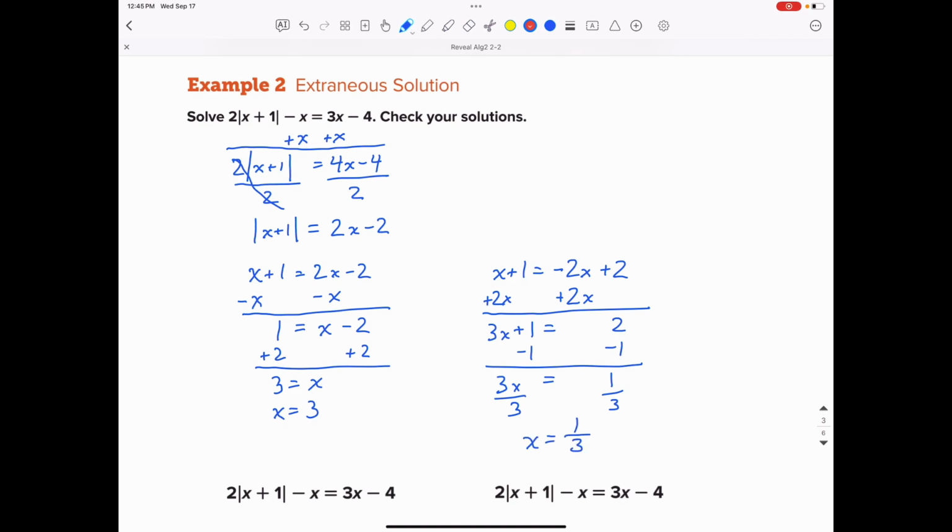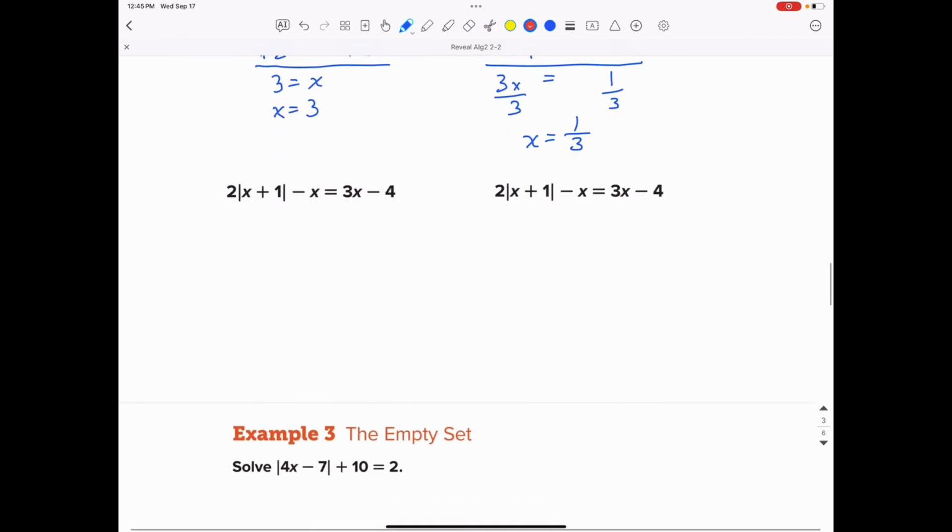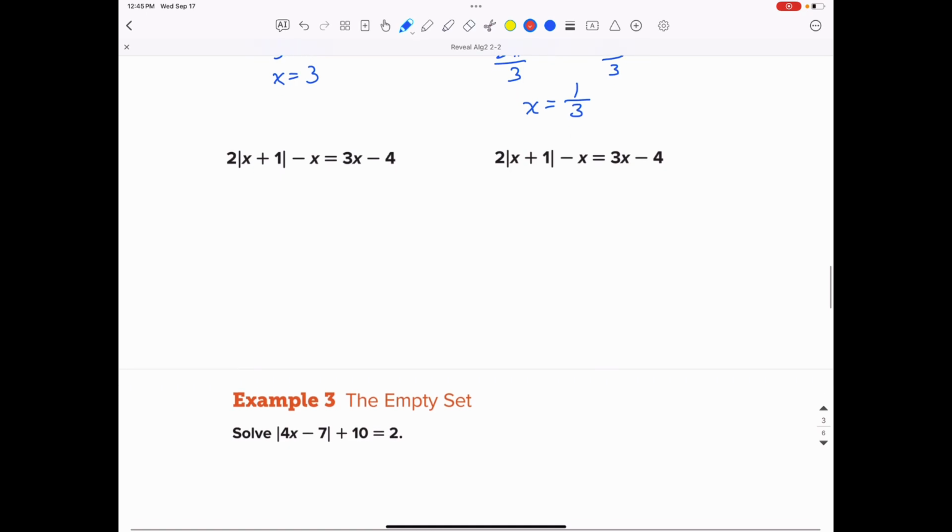And you're not going to want to round, because if you round and check your answers, I promise you it's not going to check out. So if the answer is a fraction, you have to leave it as a fraction. So we have to check our solutions and make sure that these are actual answers.